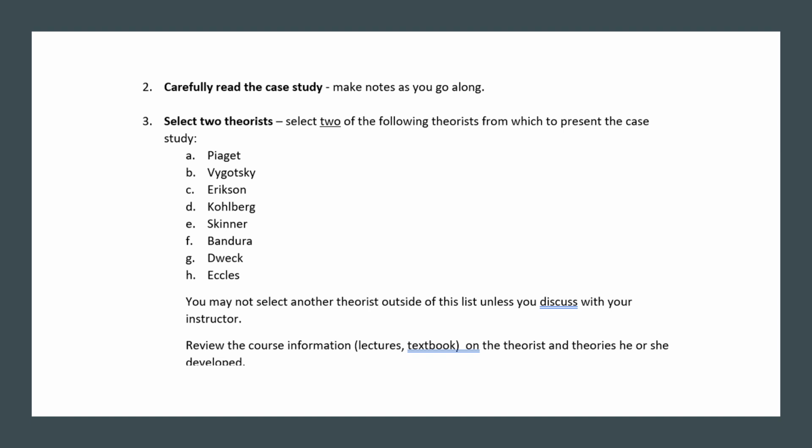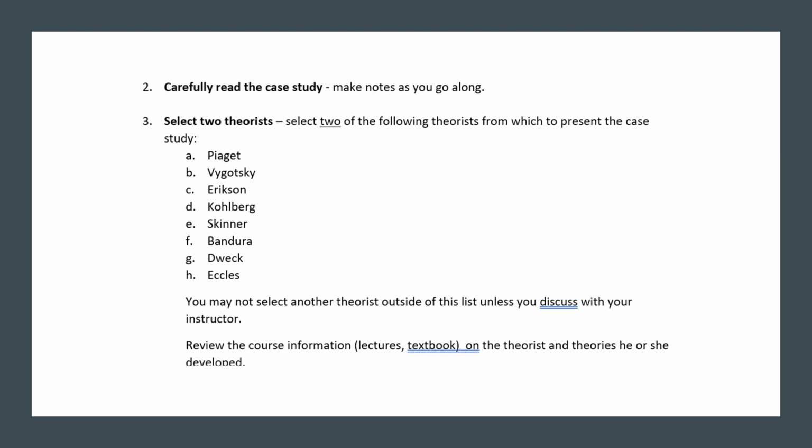Once you think you have a clear picture of what's involved in the case study, then you're going to select two of the educational theorists we've been studying. This is the list of theorists you may select: Piaget, Vygotsky, Erikson, Kohlberg, Skinner, Bandura, Dweck, and Eccles. We've gotten to some of these and we're getting to the others in the next few weeks. Please don't select another theorist outside of this list unless you discuss it with me.